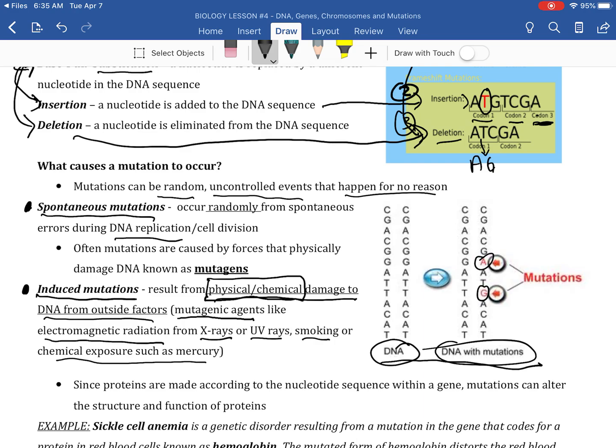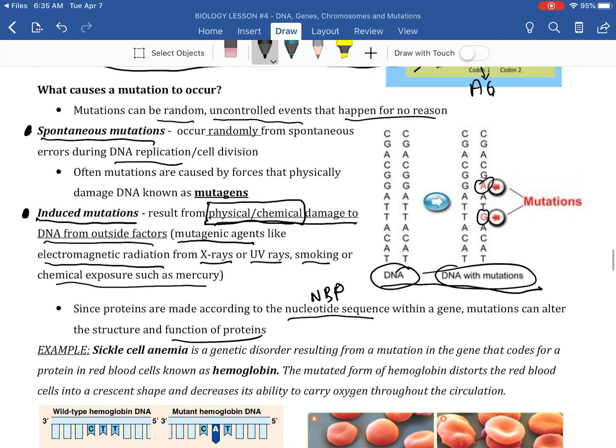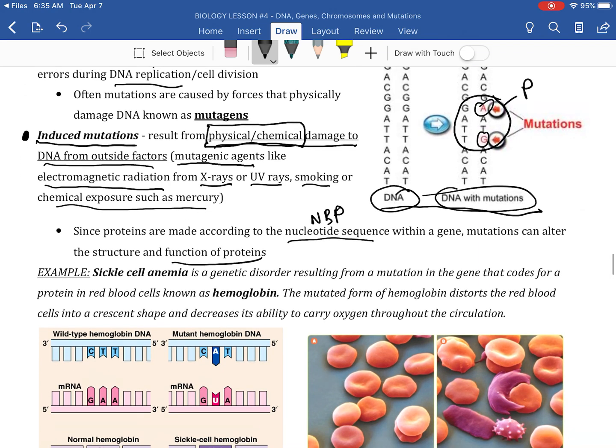Since proteins are made according to the nucleotide sequence within a gene, so those nitrogenous base pairs, mutations can alter the structure and function of the proteins. Like I said earlier, if you get a change in the genetic sequence, you're going to create proteins that are different than the normal, that are going to create a different function. So an example of a mutation is something called sickle cell anemia.